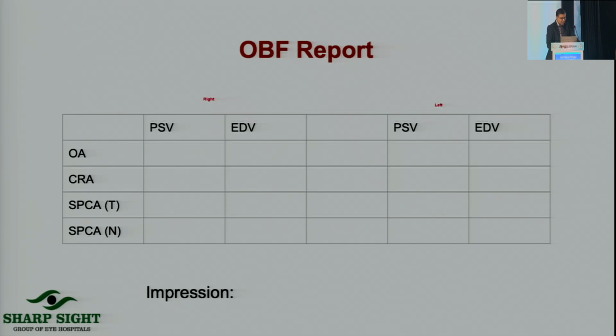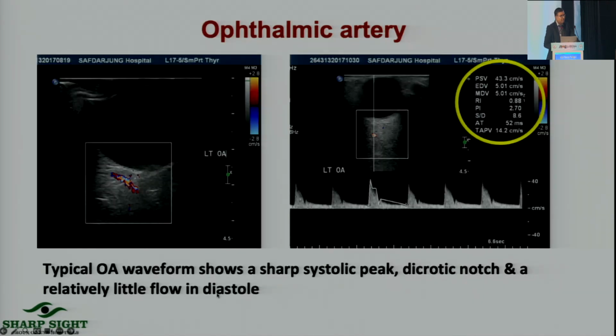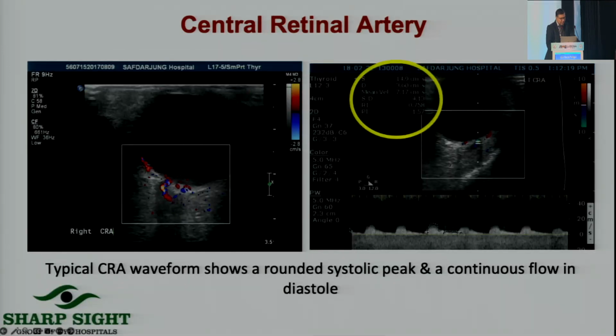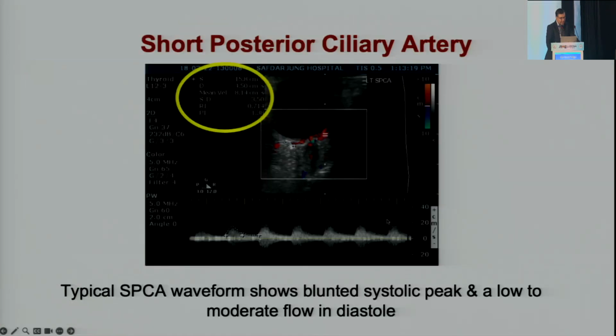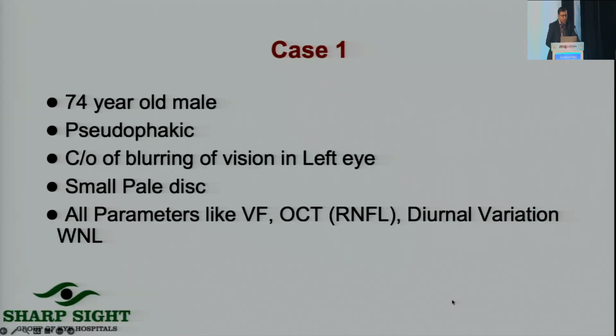And as you can see below, we always give as impression what the radiologist thinks when he is doing the color Doppler imaging about the patient. And whenever we do an ocular Doppler, we also do a carotid Doppler. So we have different waveforms for the ophthalmic artery. Here, as you can see in the ophthalmic artery, there is a systolic peak, dicrotic notch, and relatively little flow in diastole. Different in the patients with central retinal artery, where there is a rounded systolic peak, and different in the short posterior ciliary artery, where they have a blunt systolic peak and a low to moderate flow in the diastole.